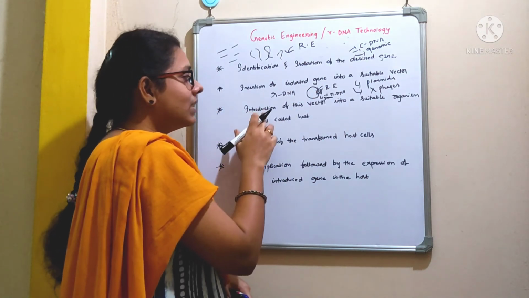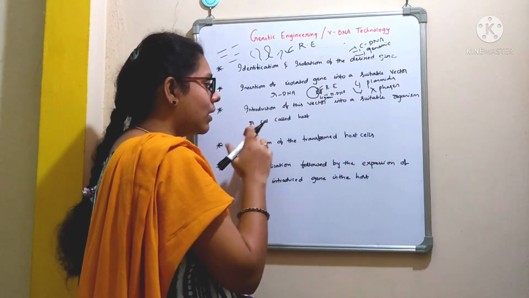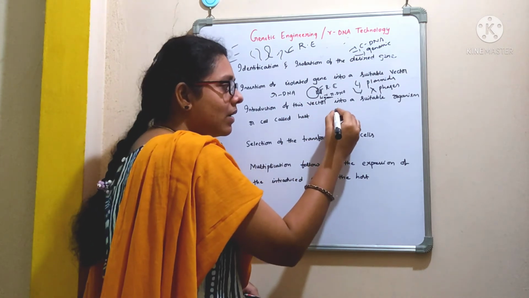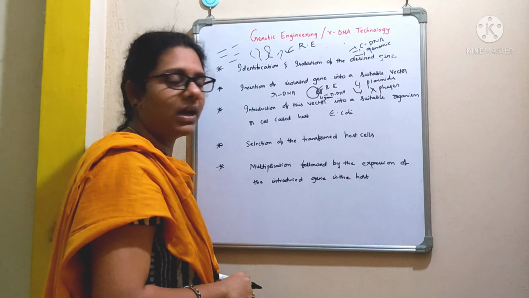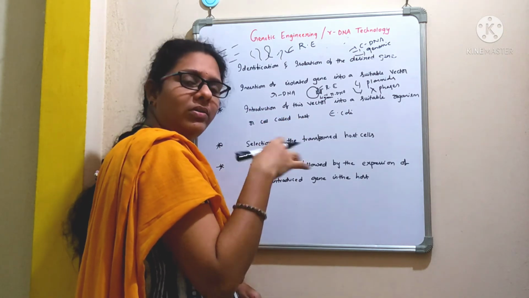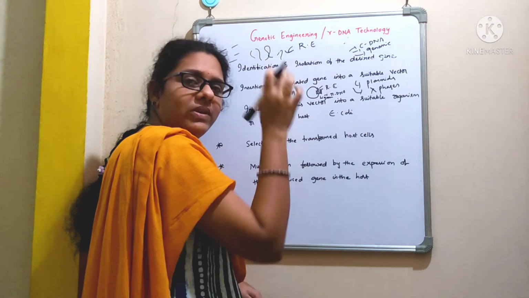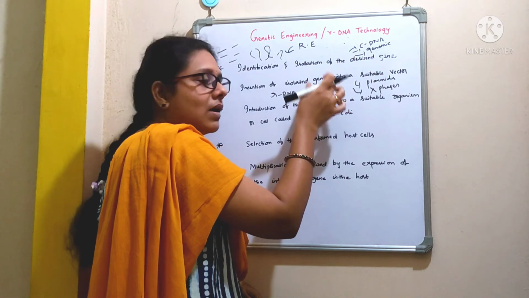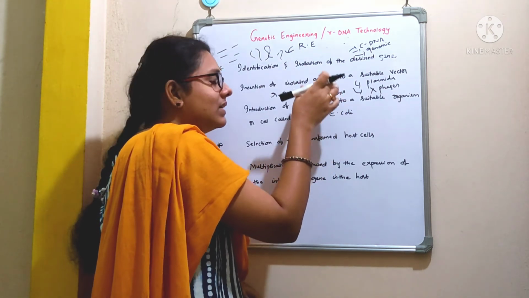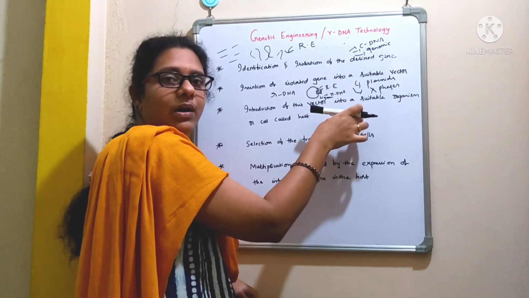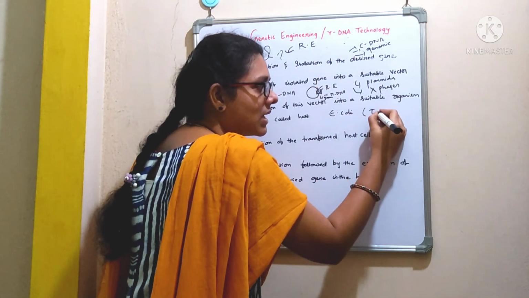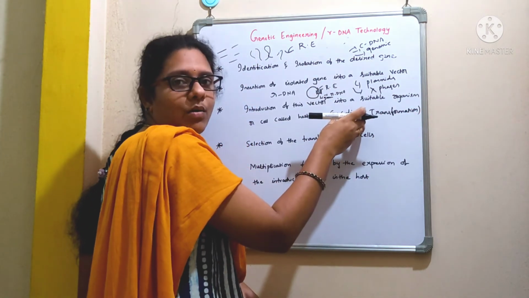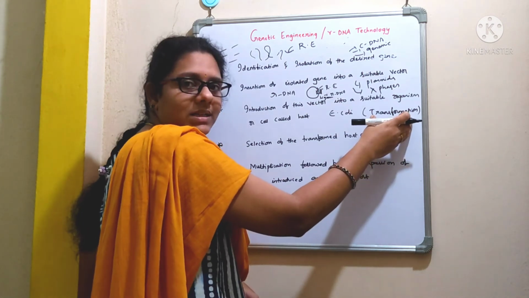So the third step is introduction of this vector into a suitable organism or cell called the host. Now we choose a specific host. For example, we have taken E. coli as a host, right? Remember, we are not going to directly introduce the vector into a host. First, we need to generate a recombinant DNA molecule by introducing a foreign gene of our interest. Once we create a recombinant DNA molecule, then this vector is to be introduced into a host. This step is called transformation, right? So this recombinant DNA molecule is taken up by the host cell. That we are calling transformation.